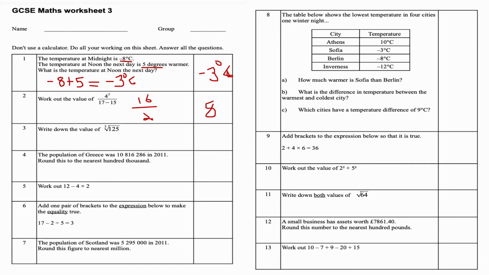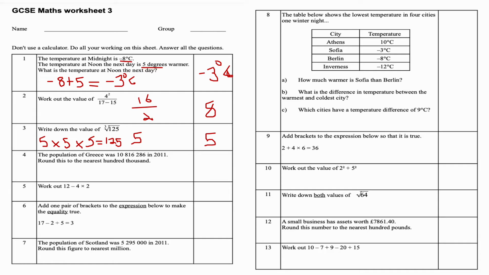Okay, this is question number 3, guys. Write down the value of the cube root of 125. Well, the answer is 5, because 5 times 5 times 5, or 5 to the power of 3, or 5 cubed, gives me 125. So this is knowing your knowledge of cube numbers and cube roots. This is the cube root, so it's working backwards. If it said work out the value of 5 to the power of 3, then the answer would be 125. But this is the cube root of 125.